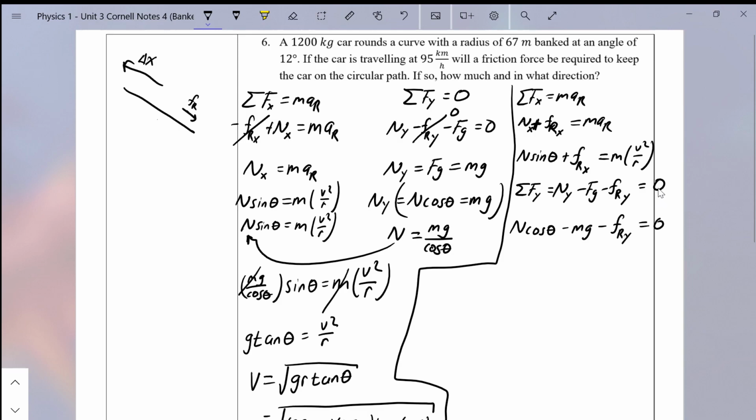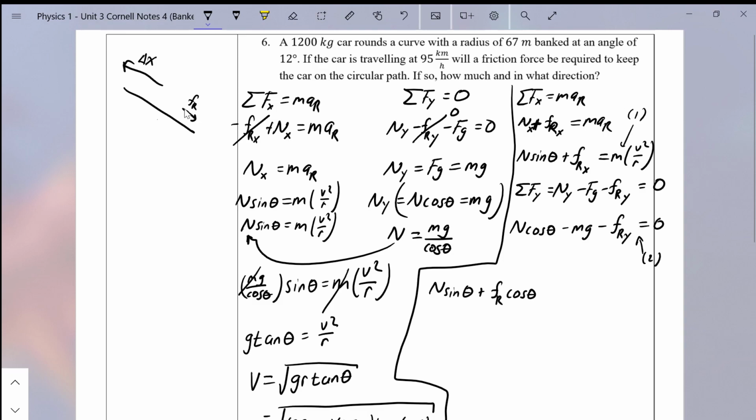So what I'm going to do without any prompting or any real reason is I'm going to go ahead and take this equation, call it equation 1, and this equation, call it equation 2. We know that Frx, the friction force in the x direction, is going to be our rolling friction times cosine theta, right?